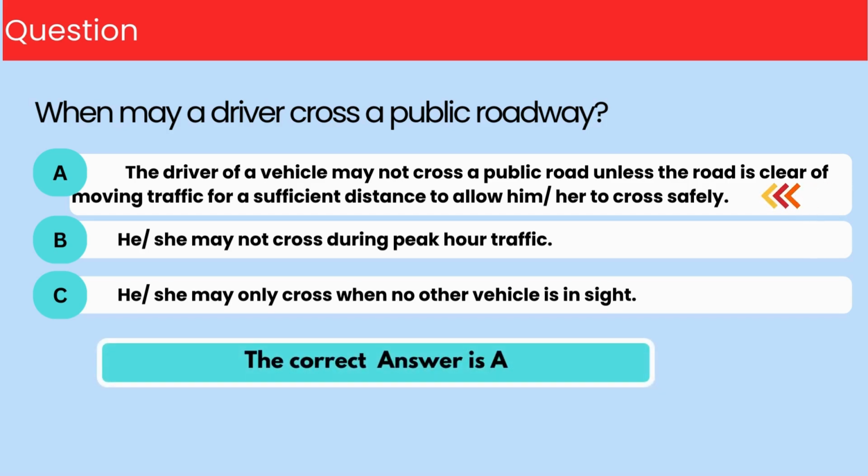A driver is only permitted to cross a public roadway when it is safe to do so, meaning the road should be clear of any approaching traffic for a sufficient distance. This ensures the driver can cross without obstructing or endangering other road users.